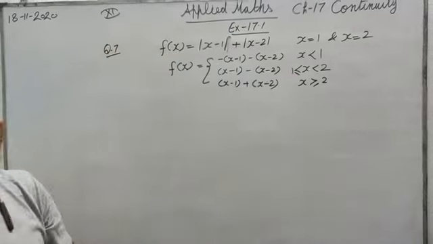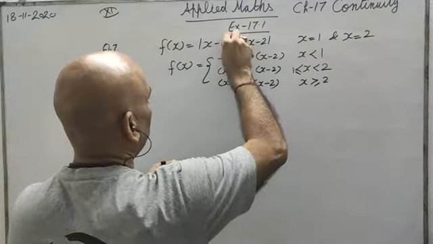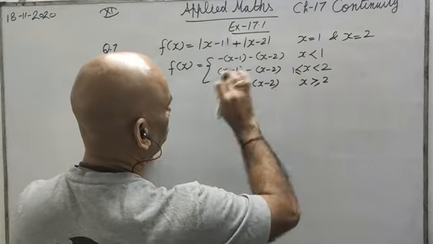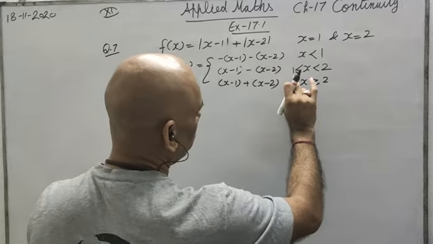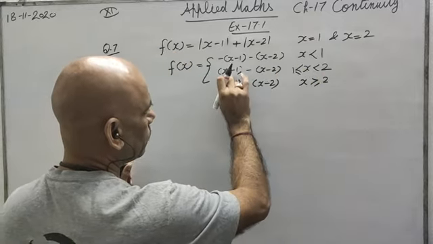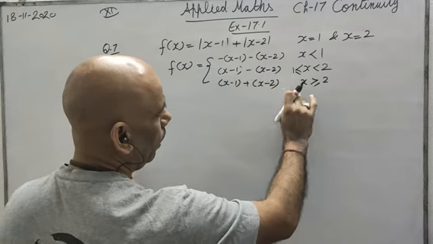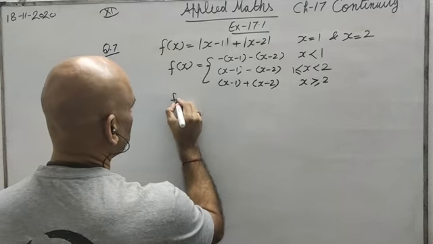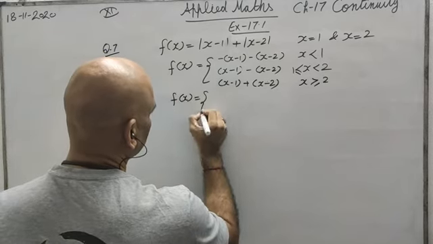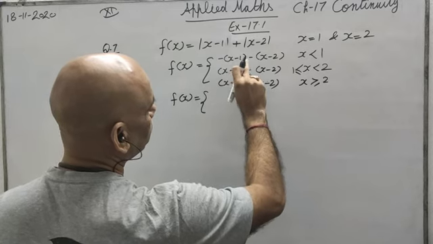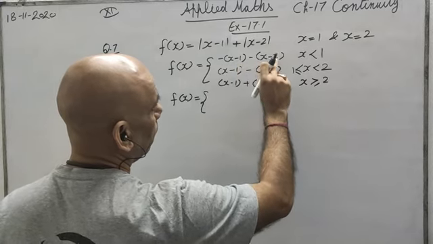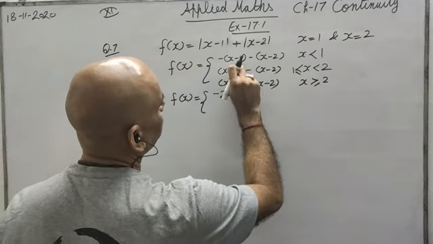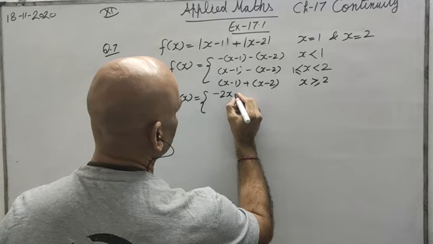So this way, this will be the definition of this function in modulus: when x is less than 1, both of them will be negative. When x is more than or equal to 1 but less than 2, x minus 1 will be positive, x minus 2 will be negative. When x is more than or equal to 2, both of them will become positive. So we can define it once again. f(x) is equal to minus x plus 1 minus x plus 2, so it will become minus 2x, and here it is plus 1 and here it is plus 2, so it is plus 3.